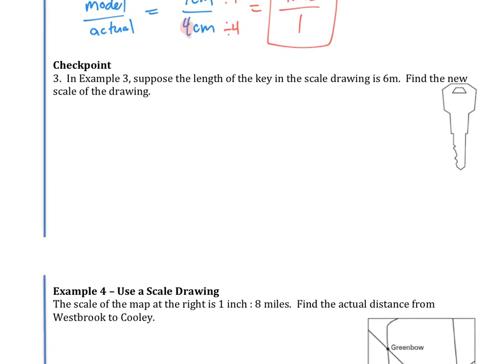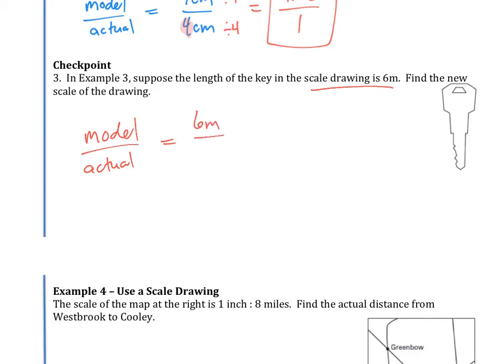So in checkpoint, it says, in example 3, suppose the length of the key in the drawing is 6 meters. Find the new scale of the drawing. So the scale drawing, they're saying, is 6 meters. We want to find the new scale of the drawing. So again, we are going model over actual. The model in the scale drawing is 6 meters, and the actual one is still 4 centimeters.